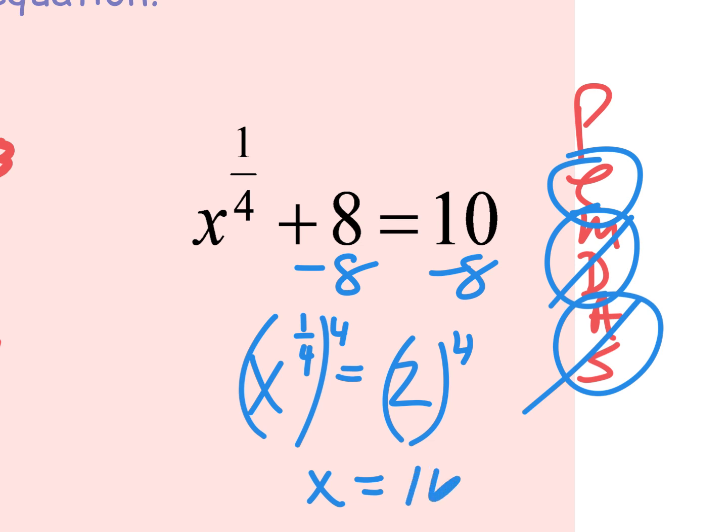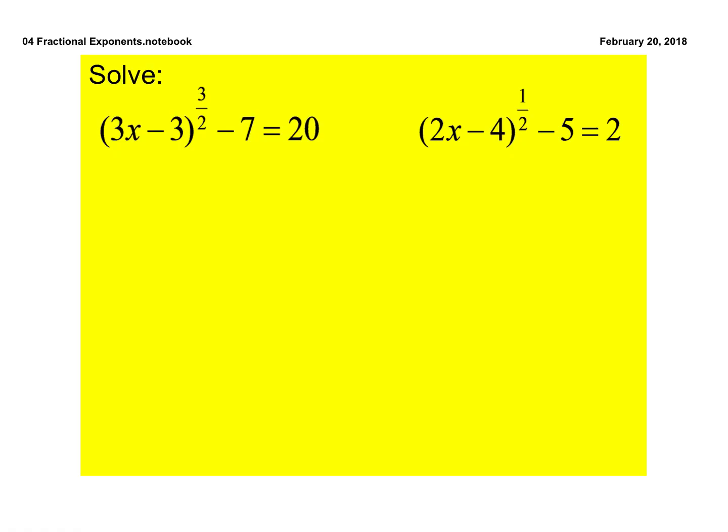You know how you make sure that an answer is right? You go stick it in here. Watch what happens. 16 to the 1/4 is 2, plus 8, 10. It worked. See? Right. Holy crap, they get this hard? Yes, they do. You just got to remember to do them in the right order.